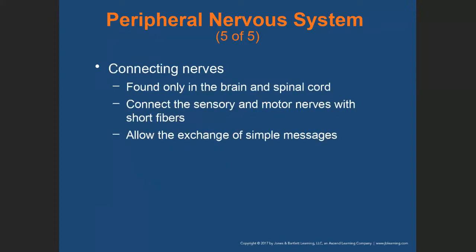And then you have connective nerves, which join your sensory and motor nerves together. So it's a link between the sensory and motor nerves. Connective nerves are found only in the brain and spinal cord and connect the sensory and motor nerves with short fibers, allowing the exchange of simple messages. And these are messages that will not go directly to the brain.